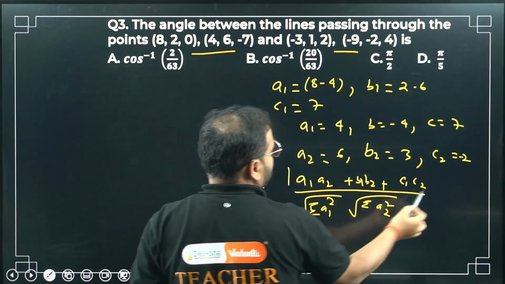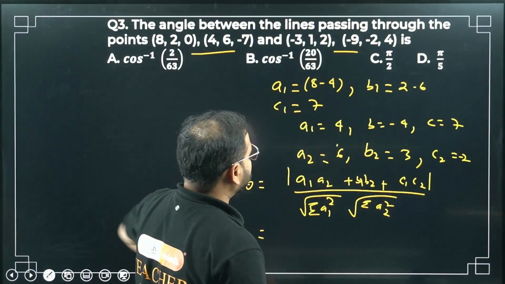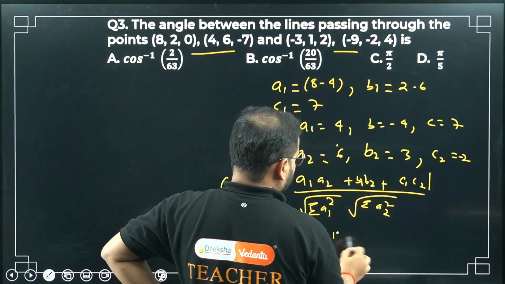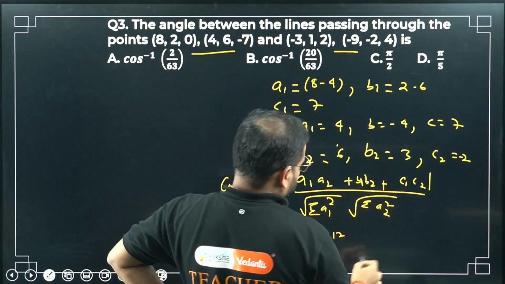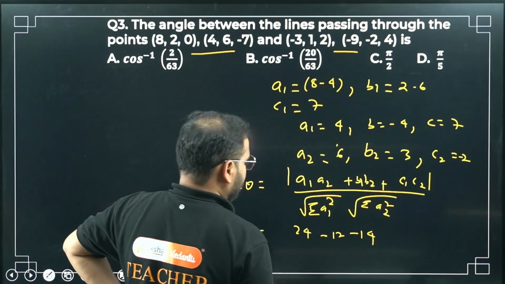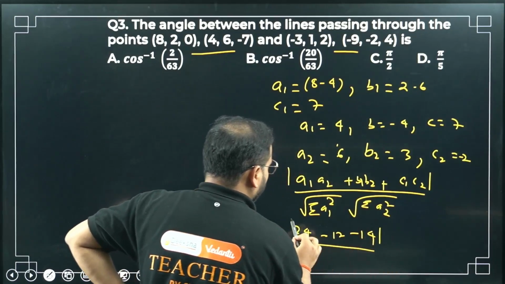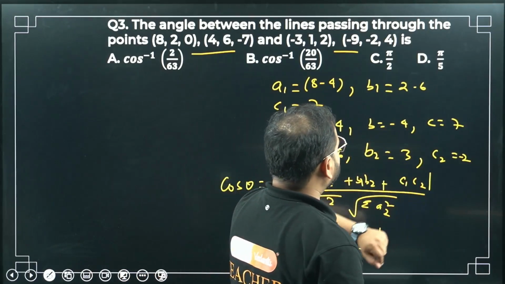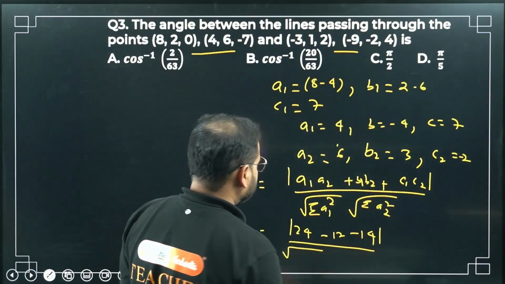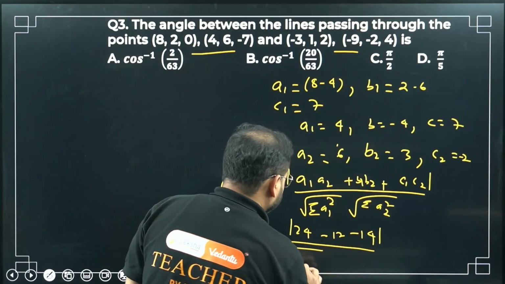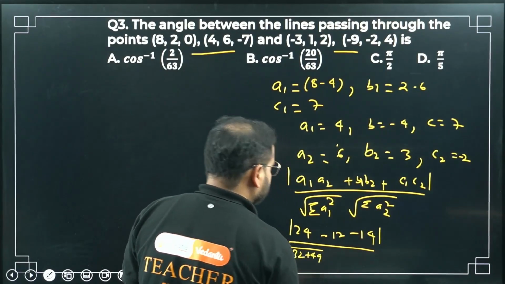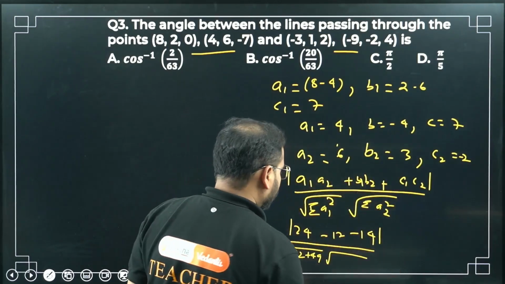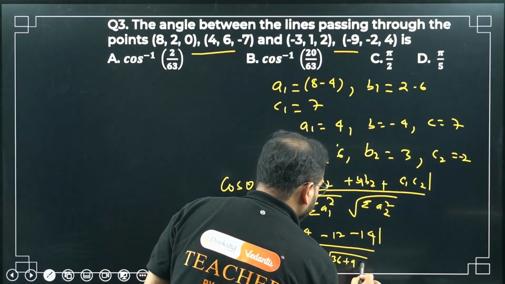If I do the dot product, the multiplication, 6 into 4 is what? 24. 4 into 3 is minus 12. And how much is this coming as? 7 into 2, so again minus 14. Correct, right? This is in the mod. Now what do I get for this? Please check. 4 square plus 4 square, so 16 plus 16 is 32, plus 49. And for the other one, 36 plus 9 plus 4.